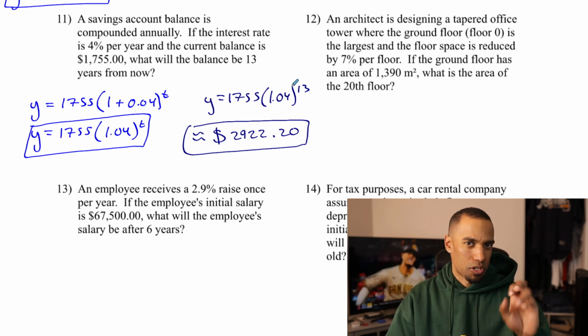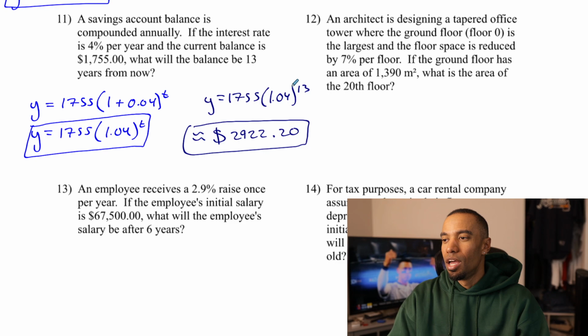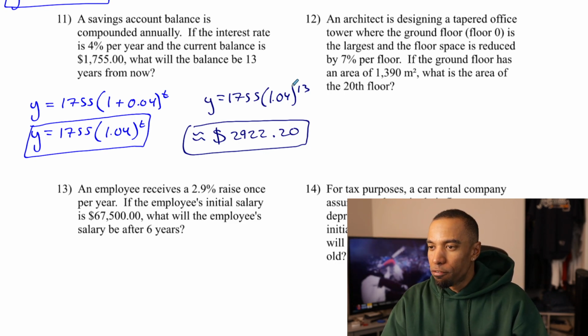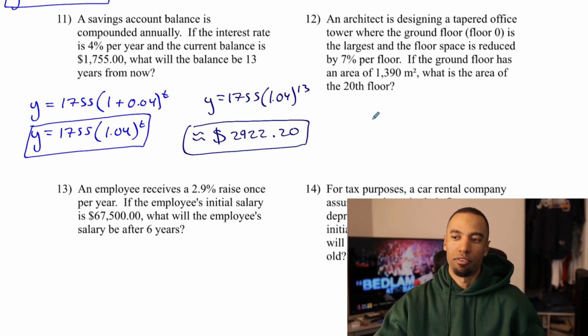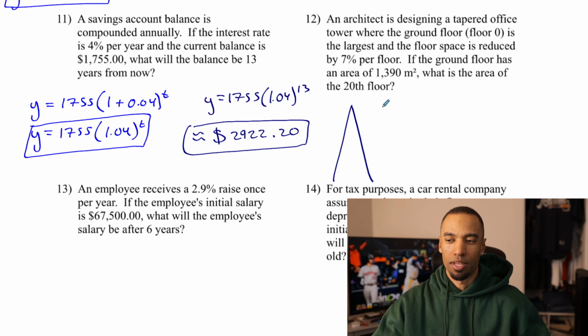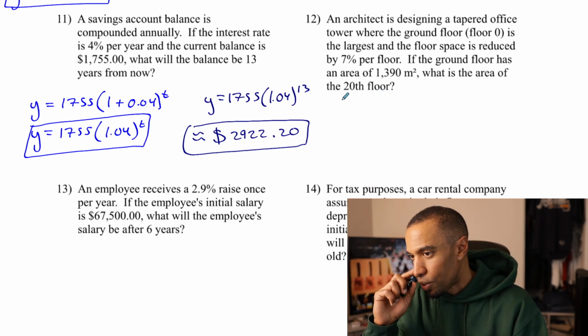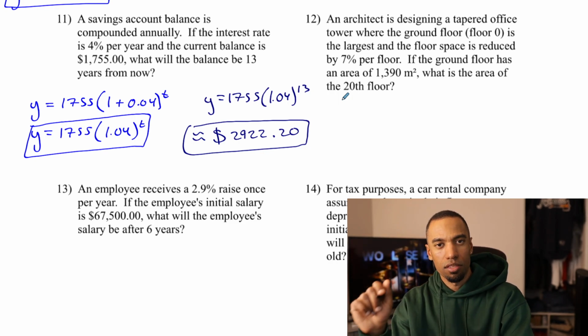Okay. Number 12, an architect is designing a tapered office tower where the ground floor, ground zero, is the largest. That works as our time t. It's not really time this time, but it's instances of floors. Unless they're building it. They're designing the office. The ground floor is the largest and the floor space is reduced by 7% per floor. Think of like the Transamerica building or something like that. It gets smaller as it goes up, I guess. Or just in terms of floor space. If the ground floor has an area of 1,390 square meters, what is the area of the 20th floor?